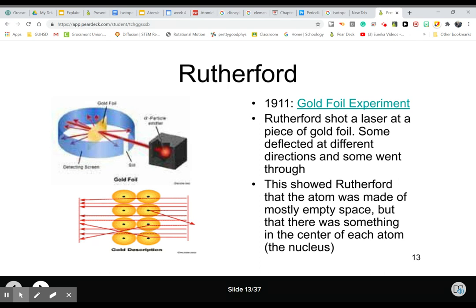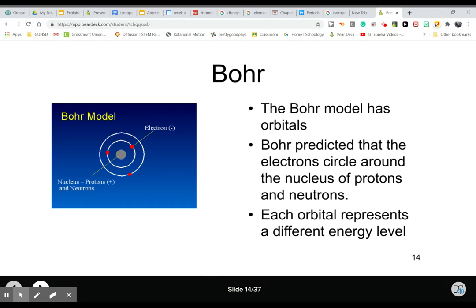So Rutherford, again, gold foil experiment, credited with the discovery that the atom is made up of mostly empty space and the nucleus is at the center of the atom. And that's where most of the mass is in the atom. So then Bohr comes along. Bohr has changed things a little bit because now, instead of just believing that electrons are floating out there, Bohr predicts that the electrons are circling, and we call this the planetary model.